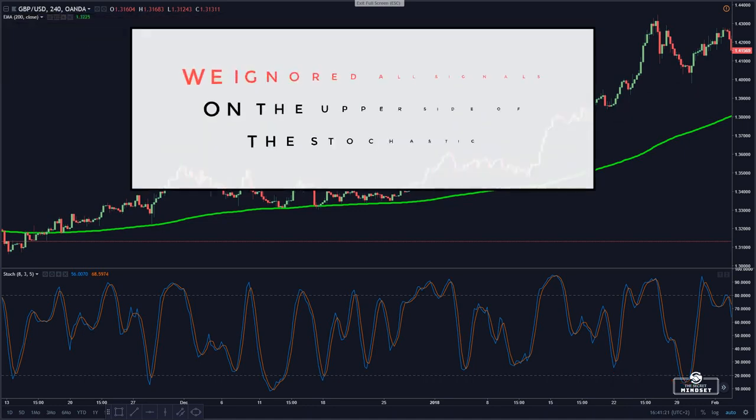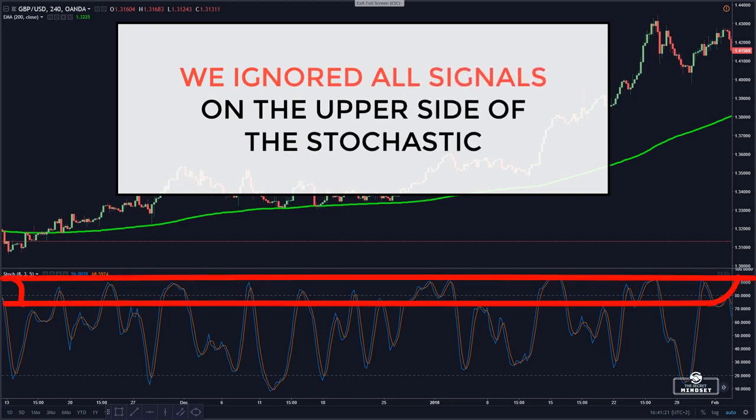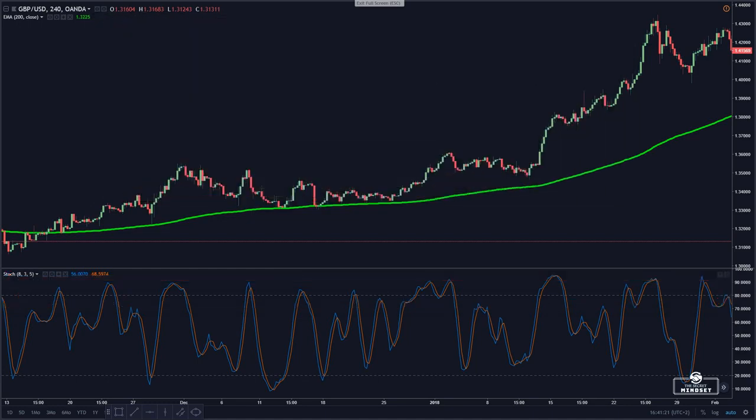As you can see, we ignored all the signals offered by the divergences on the upper side of the stochastic, as we are in a strong upward trend.